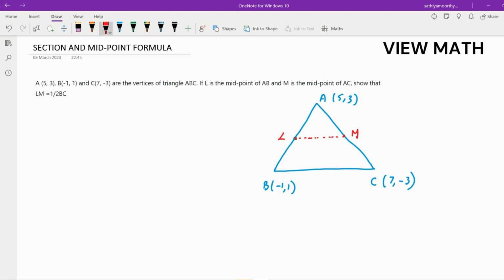Now here they have given L is the midpoint of AB. So I am going to use the midpoint formula to find out the coordinate of L. Again M is the midpoint of AC they have given. I am going to use the midpoint formula to find out the coordinate of M. After that we shall show LM is equal to half of BC. Now first let me write the midpoint formula. Midpoint is equal to, the formula is x1 plus x2 by 2, y1 plus y2 by 2. Now first I am going to find out the coordinate of L.